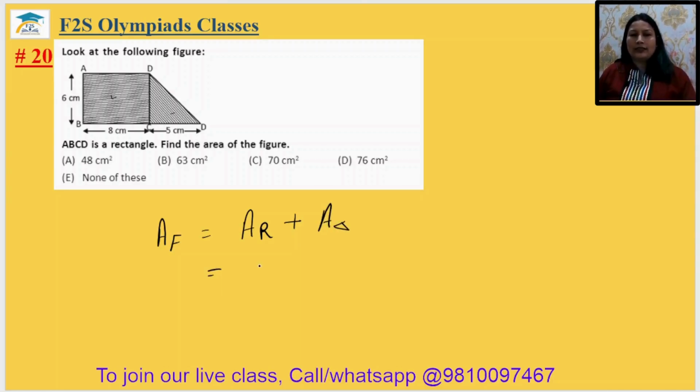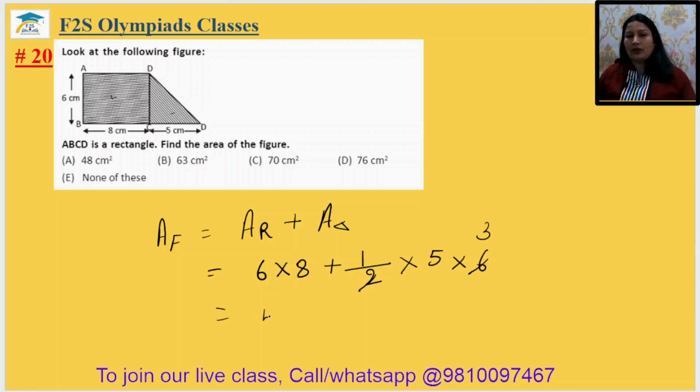So area of the rectangle will be 6 multiplied by 8, since we know that it is length multiplied by breadth. And area of a triangle will be half into base. Base is 5 here. Okay, I am directly writing here 5 and height will be the breadth of the rectangle, that is your 6. So 2 3s are 6. 8 6s are 48 plus 5 3s are 15. So 48 plus 15 you will get 63 centimeter square. It is in the option number B. So the 20th answer is option B.